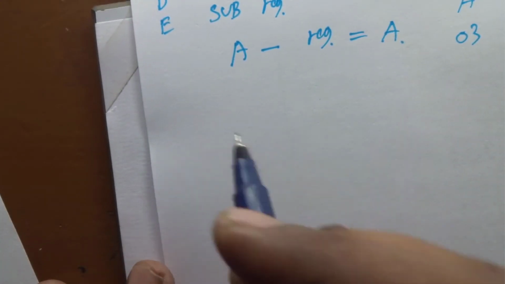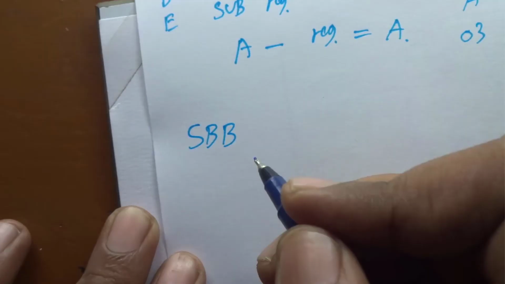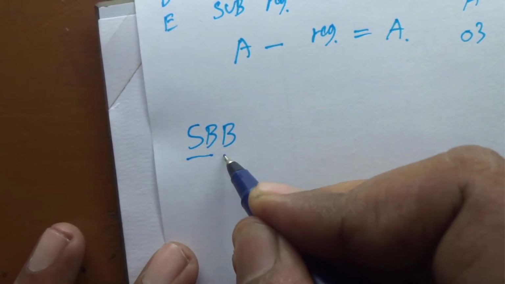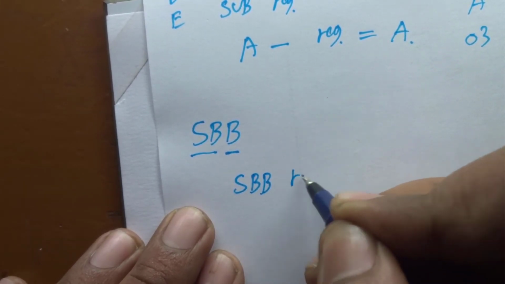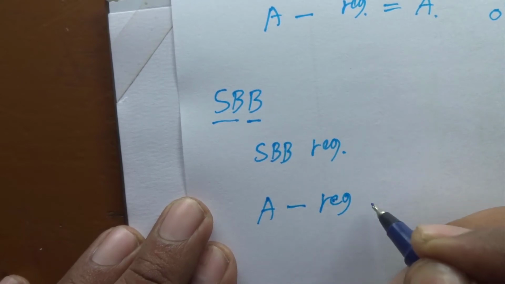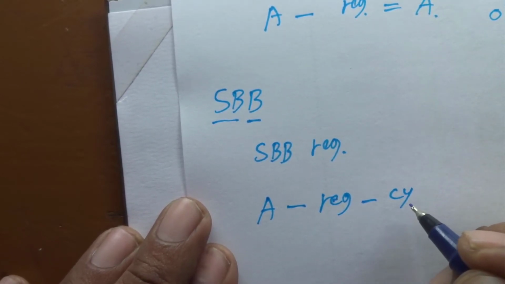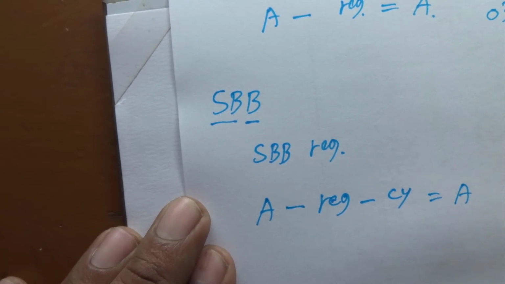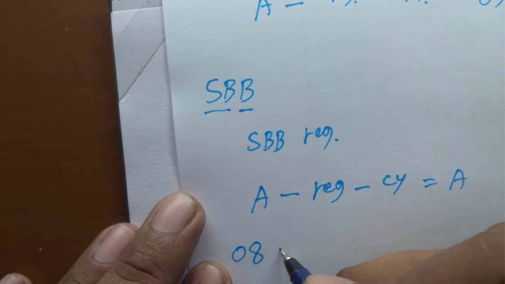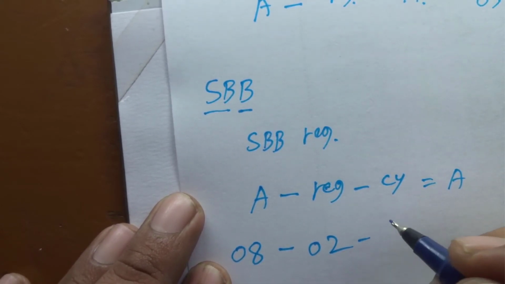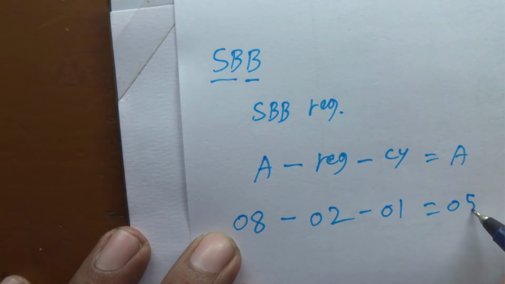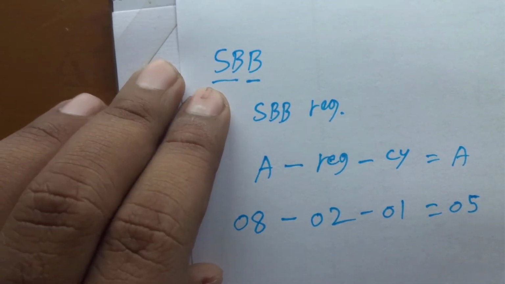The second instruction in subtraction is SBB. It is the same as your ADC instruction, add with carry. Here it is subtraction with borrow. SBB register: your accumulator minus your register content minus your carry flag, that is, the borrow, and the result goes into your accumulator. For example, if your accumulator has 08, your register has 02 and there is a borrow of 01, now your answer is 05. This is subtraction with borrow.